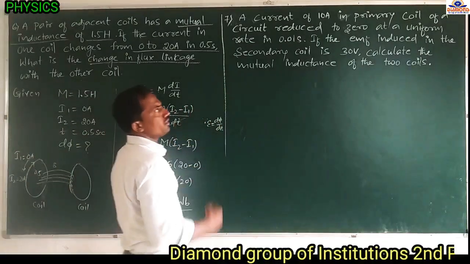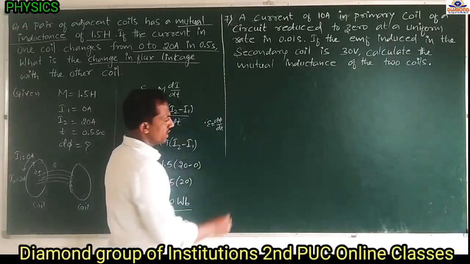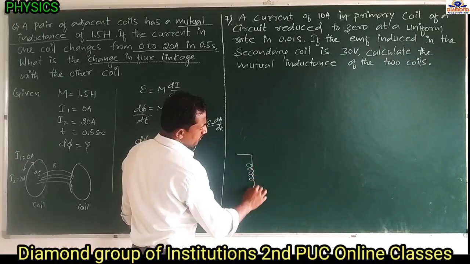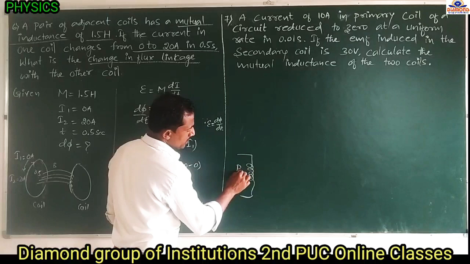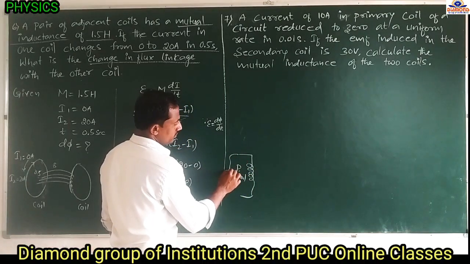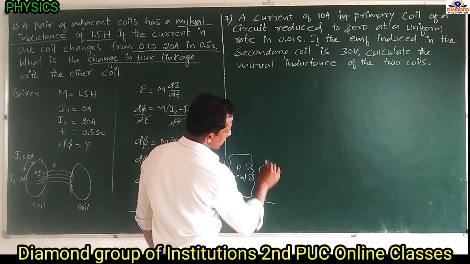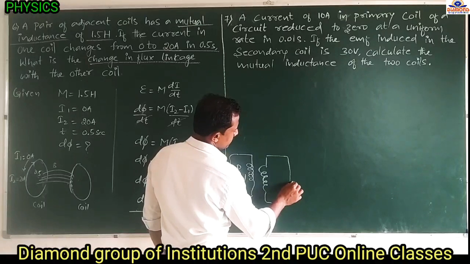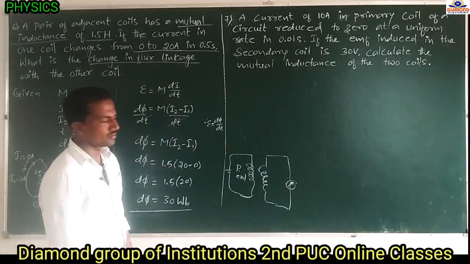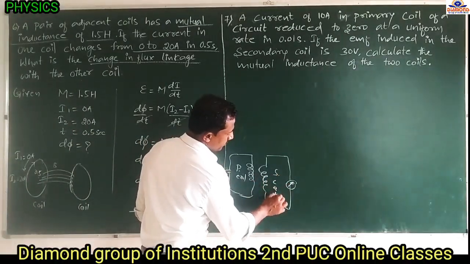According to this question, there are two coils. One is the primary coil and another one is the secondary coil. For example, think this one is the primary coil, and we are taking one more, and this one is the secondary coil.